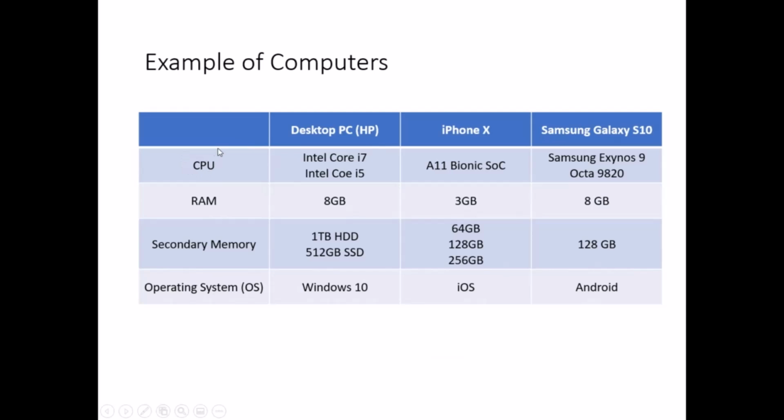Because every CPU has its own language, machine language. So when you download an application from Google Play and run it on your Android operating system, which is Samsung, then the program will be converted into the machine language of Samsung Exynos 9 Octa 9820. If you take the same file and try to run it on iPhone A11, the CPU will not understand it.